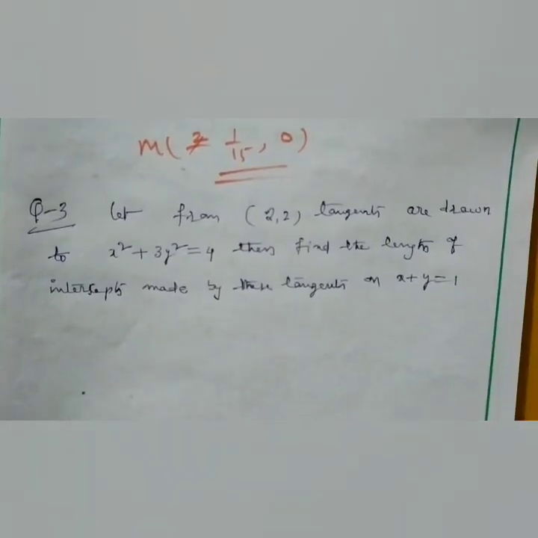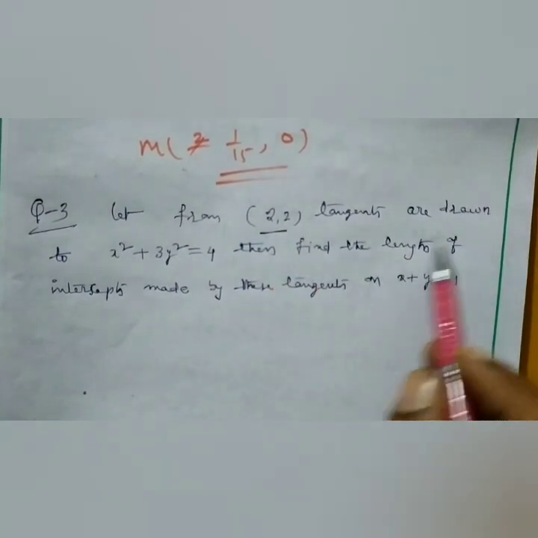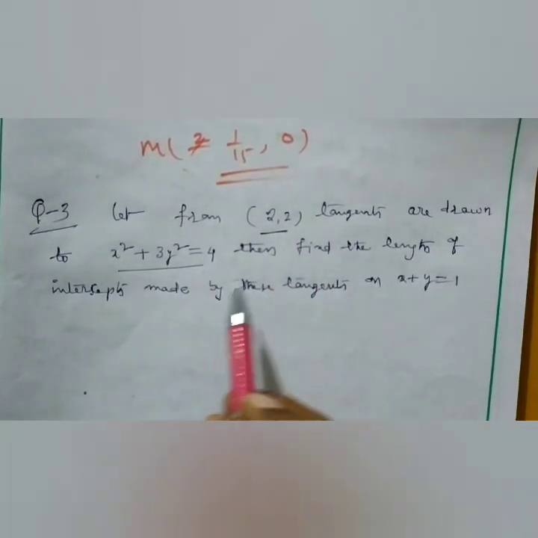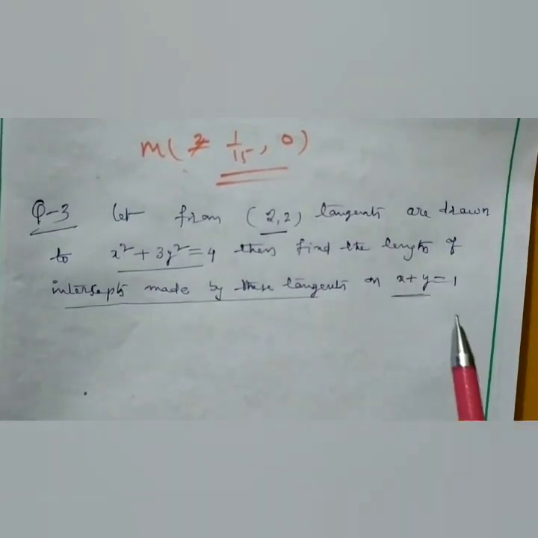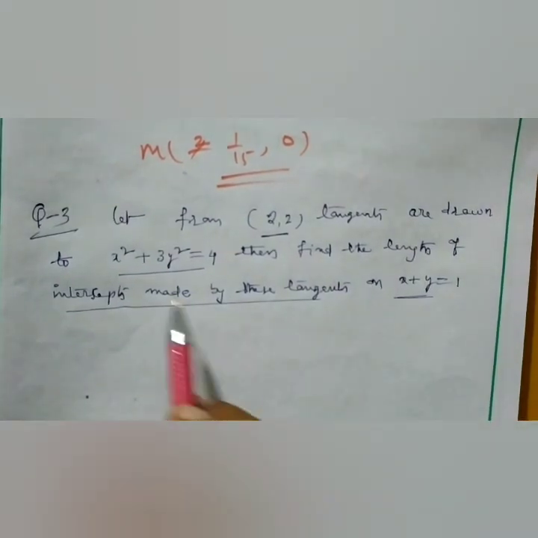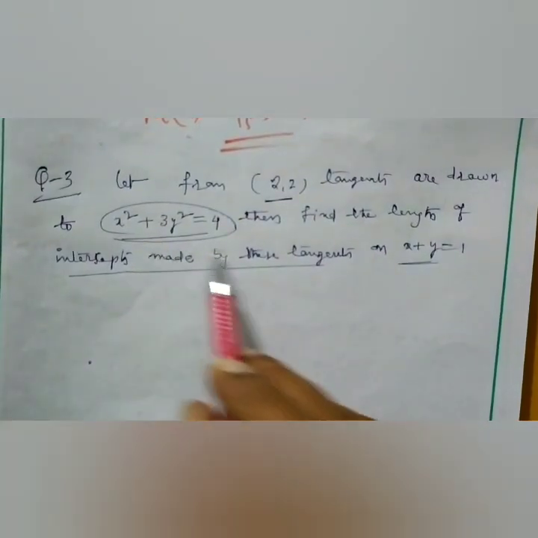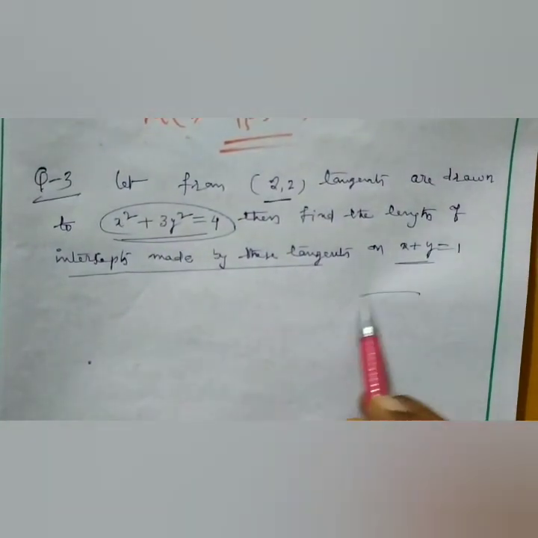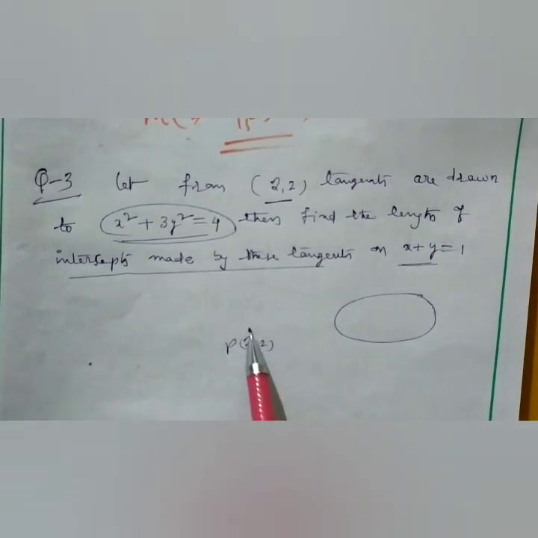See this problem also. Here, from (2, 2), tangents are drawn to the ellipse. Then find the length of intercepts made by these tangents on the line x plus y is equal to 1. If you observe, this is a curve which is a conic. It's an ellipse. This is the given ellipse. Let us say (2, 2) is a point P. From this point, a pair of tangents are drawn to the conic.